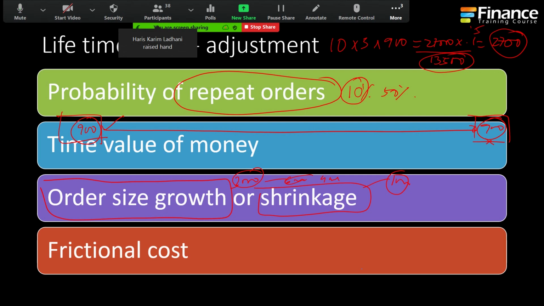Yes, sir. You said regarding time value of money, but we kept the price for the sandwiches constant. What if the price of the sandwiches changed? Either they could decrease. So how will you account for that in the future?